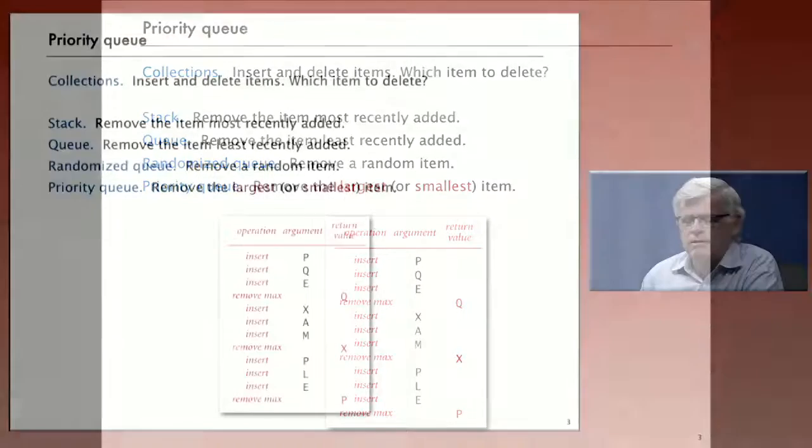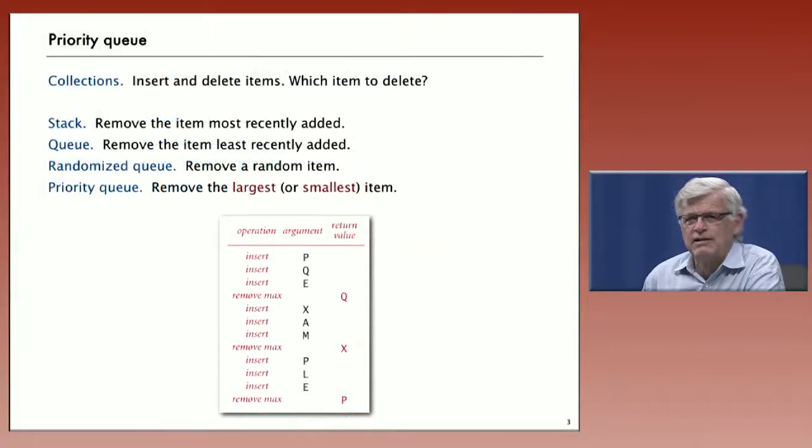So a week or so ago, we looked at collections in Java and the idea of elementary data structures where we insert and delete items, and then the data structures differ on the basis of which item we choose to delete. We looked at the pushdown stack, where we removed the item that was most recently added, and the queue, where we removed the item that was least recently added. And then we talked about the randomized queue, or a bag, where we might remove a random or an arbitrary item. Today, what we're going to talk about is called the priority queue.